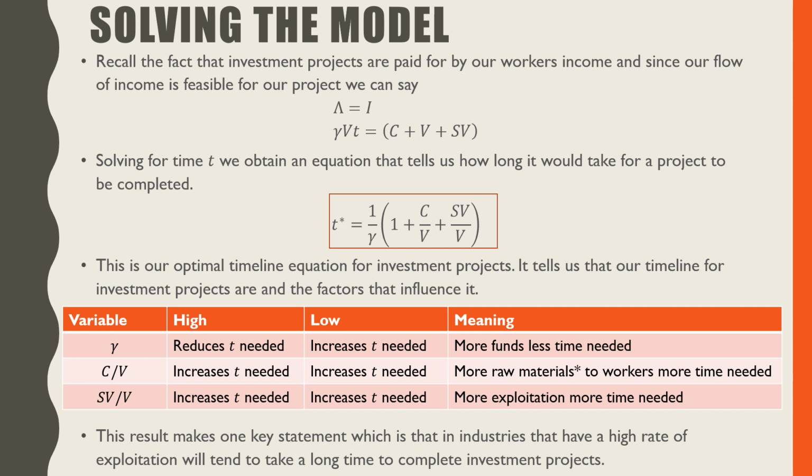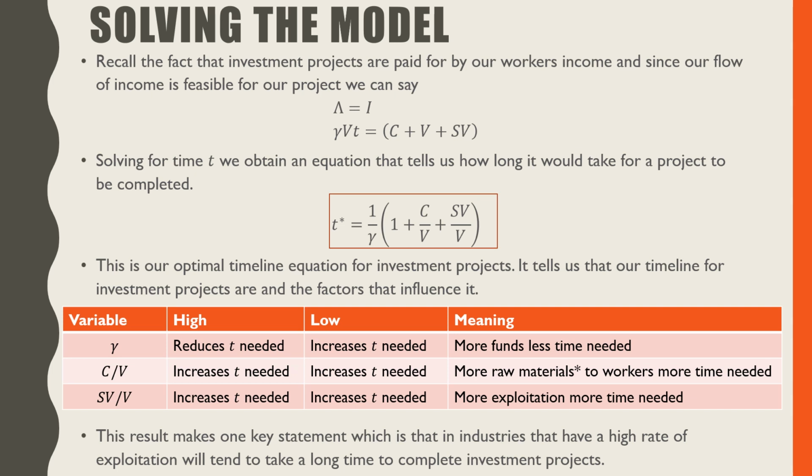So gamma, that's our tax rate. And if we increase that tax rate, we're going to need less time to complete this project. If we have this organic composition of capital, right? This C over V ratio, it means that if we have more raw materials to workers, we need more time on that project. And if we have more exploitation, right, more time is needed.